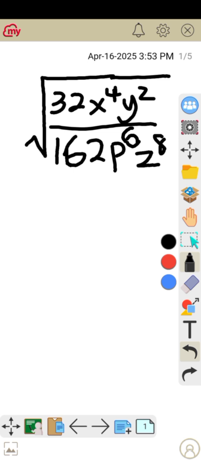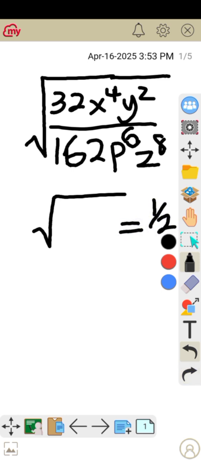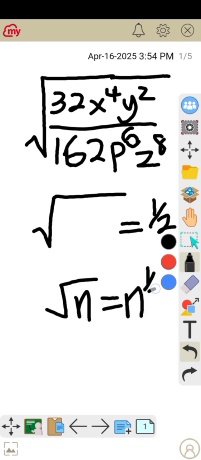We have 32. We have 162. These are two large numbers. So how do we break them down? The square root here is the same as 1 over 2 in form of a power. What I mean is, if I have the square root of n, what I should be having is n raised to the power of half. That is what it is. So take note.